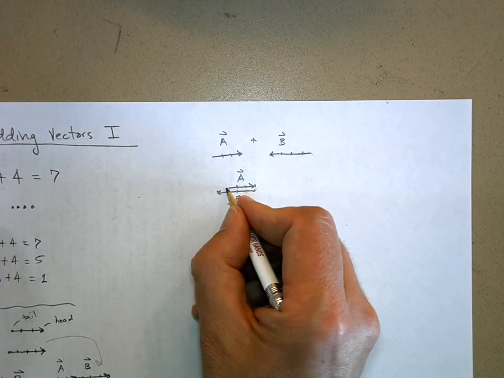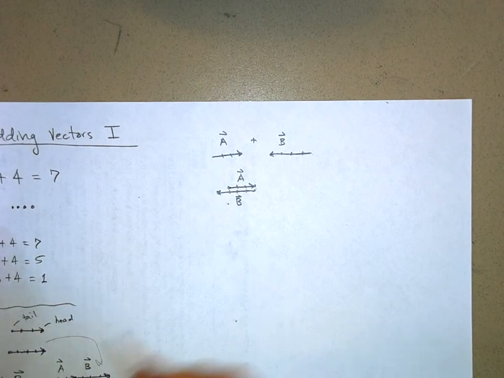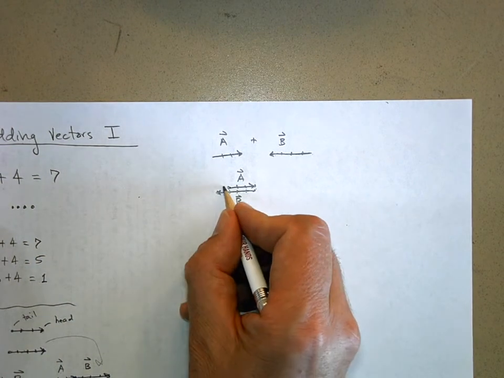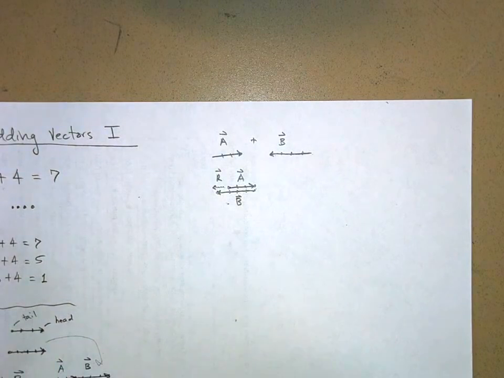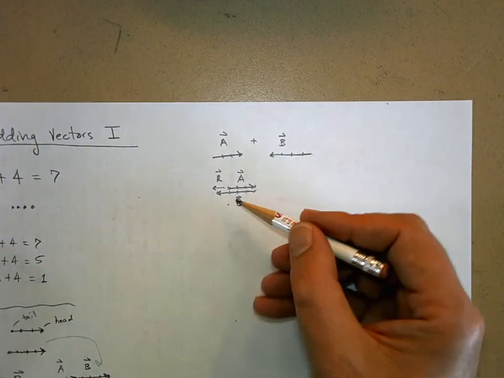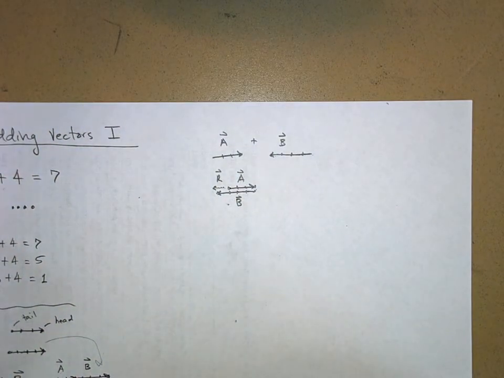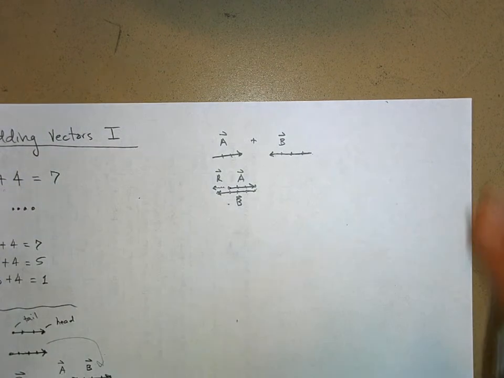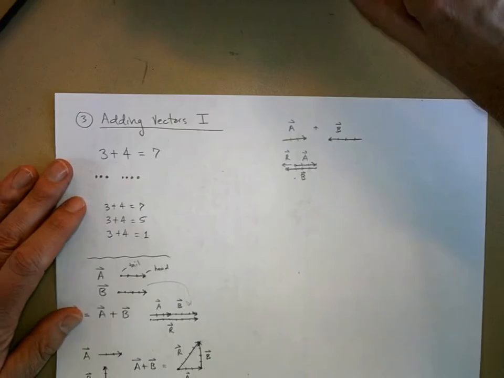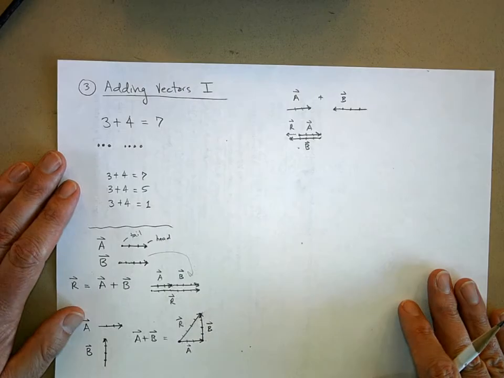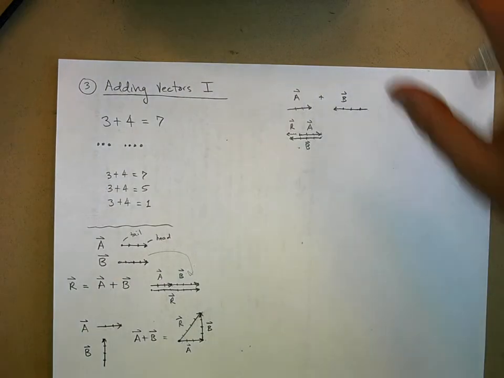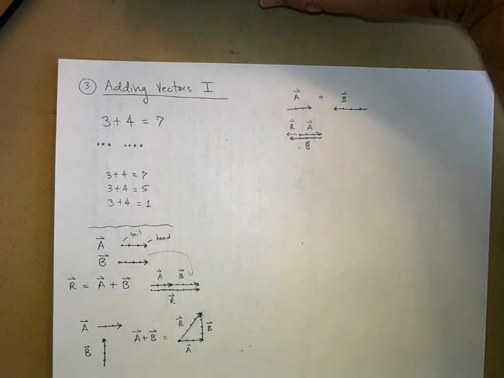And you can see that if we start where A started and end where B ends, we get a vector R that's equal to 1. Of course, it's in the negative x direction. So this is how you add vectors together. You hook them up head to tail, and see what you get.